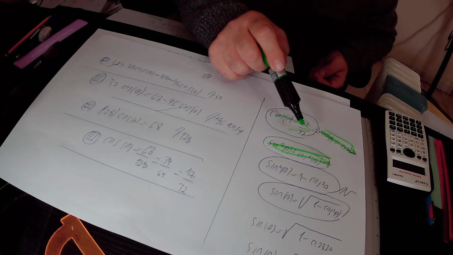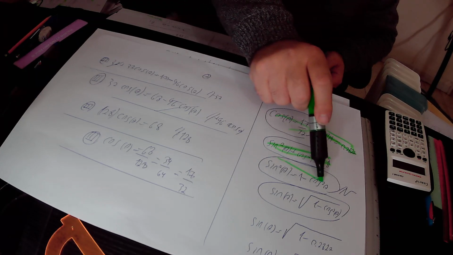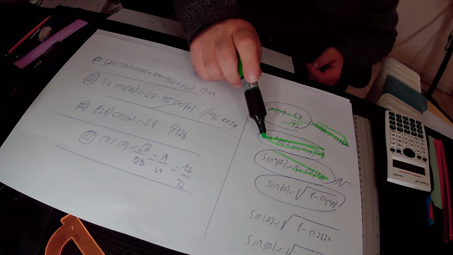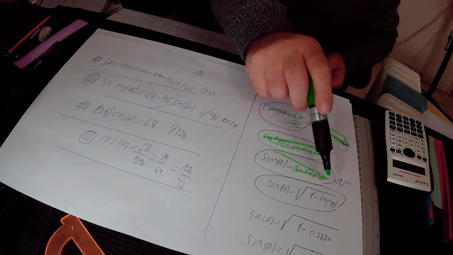Here we subtracted cosine squared theta from this equation, and we found that sin squared theta equals 1 minus cosine squared theta. Then we took the square root, and we found that sin theta equals the square root of 1 minus cosine squared theta.